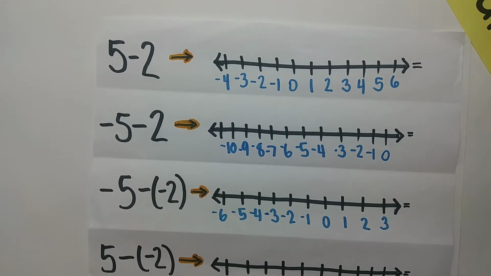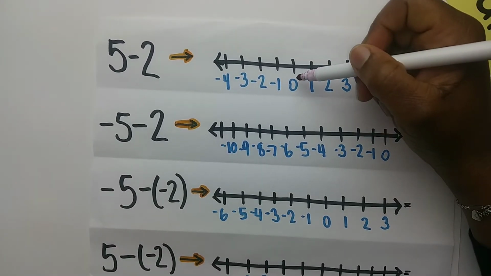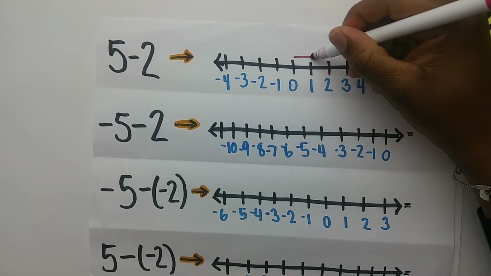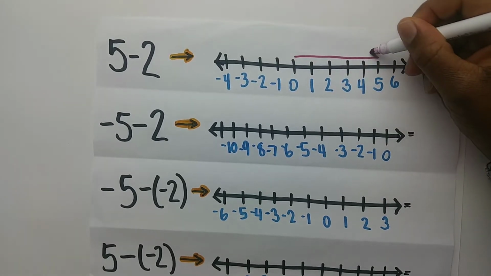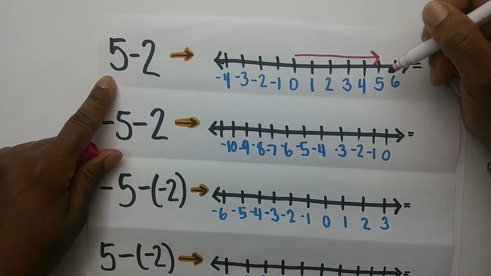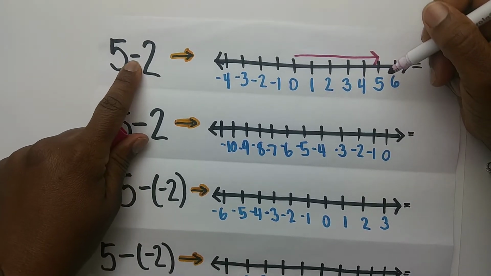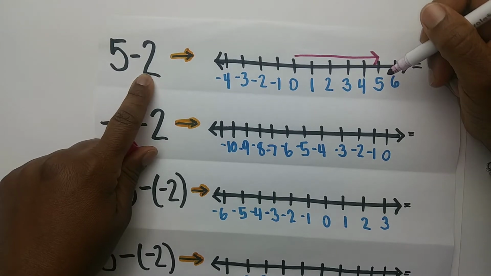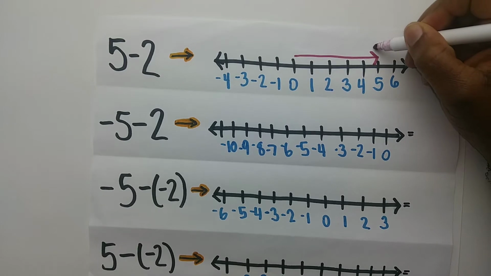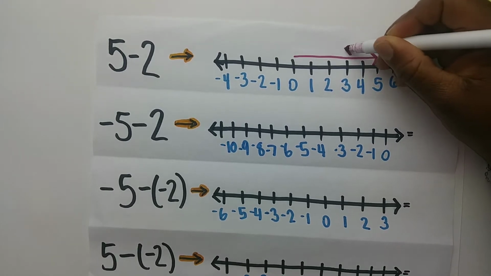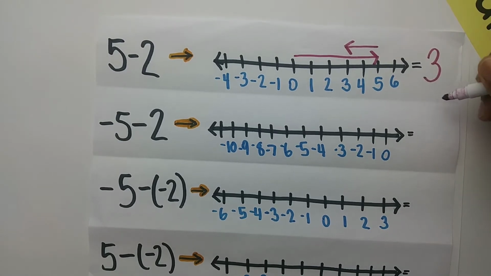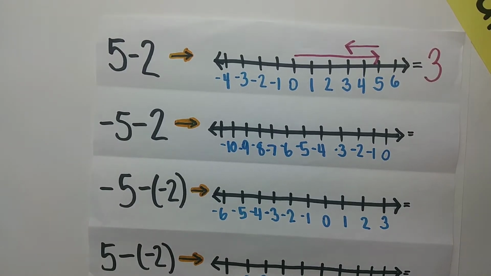All right, so usually we start at 0 when plotting these integers, and we move to the right in the positive direction until we get to a positive 5. And then we want to do the opposite of a positive 2. So the opposite of a positive 2 is negative 2. So I am going to turn and go 2 units in the negative direction, which is to the left. And my final answer will be a positive 3.